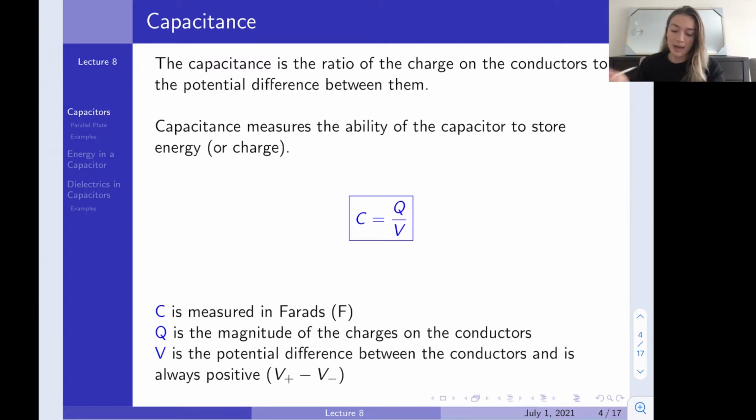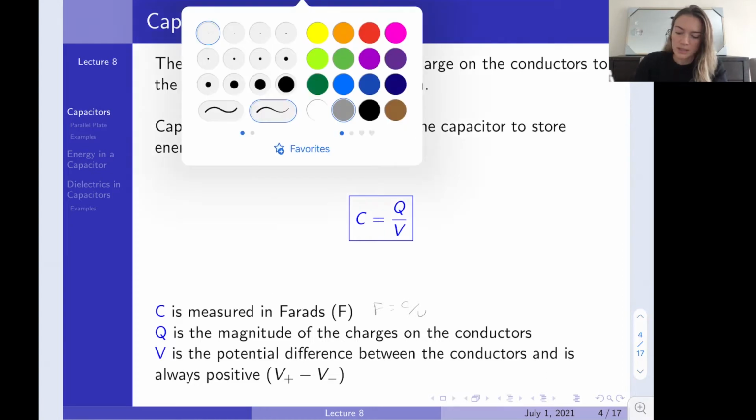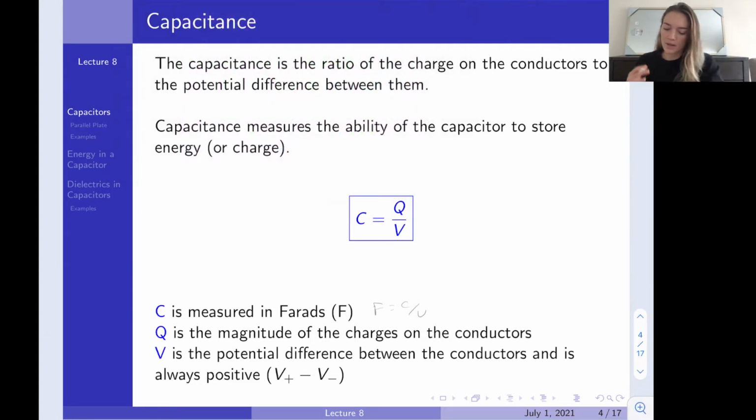And then capacitance is measured in farads. A farad is just a coulomb per volt. A farad is pretty big. I think to get a 1 farad plate, we're going to do a problem later where you need like a mile long capacitor. So we're not really going to be using single farads. Just like with coulombs, you're going to be looking at very small numbers with farads.